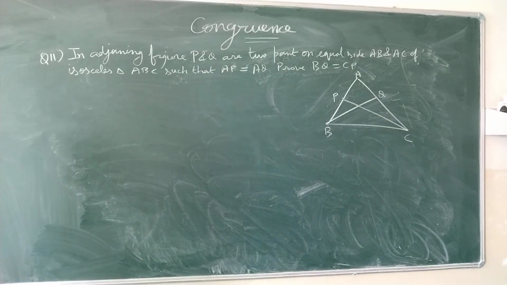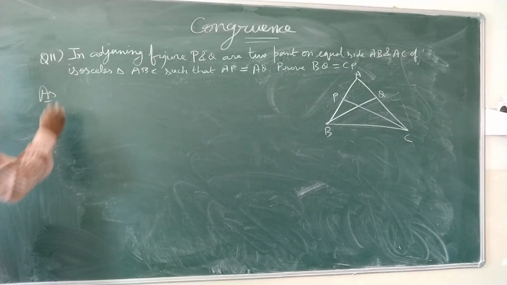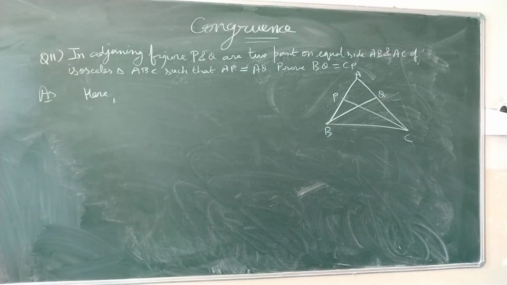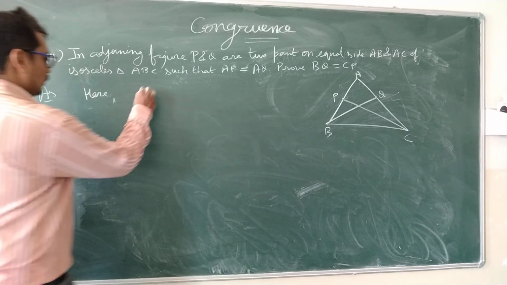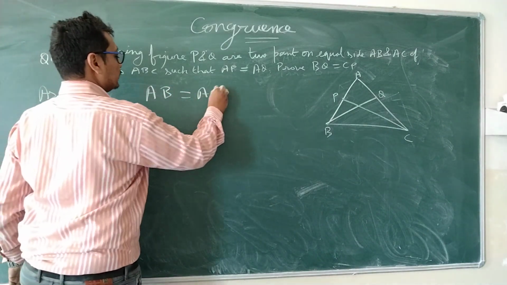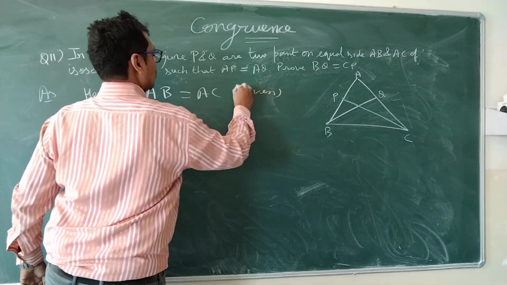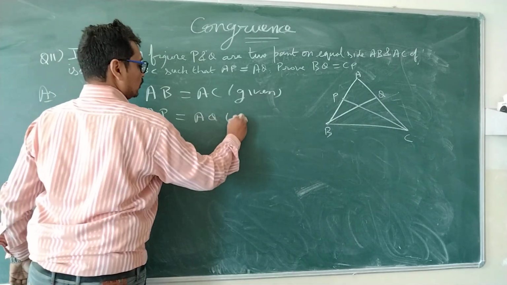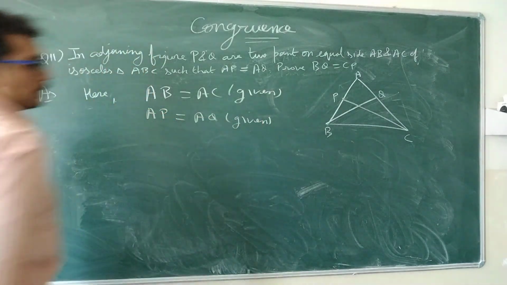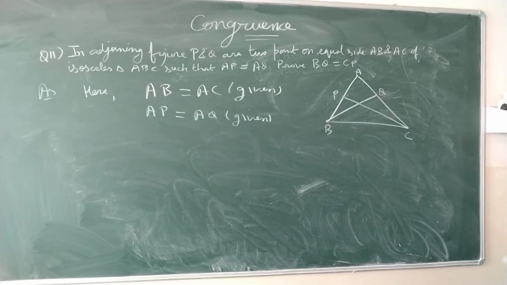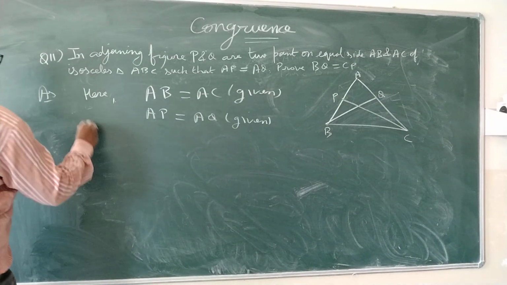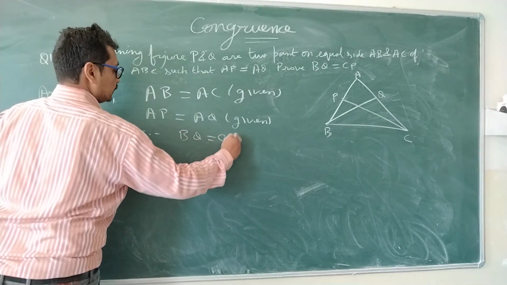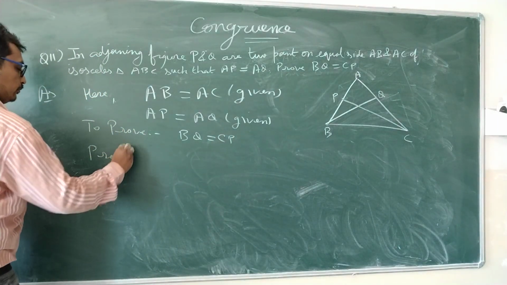In adjoining figure, P and Q are 2 points on equal sides AB and AC. Here we are having an isosceles triangle ABC. AB is equal to AC, it is given. AP is equal to AQ, this is also given. We have to prove BQ is equal to CP. Prove.